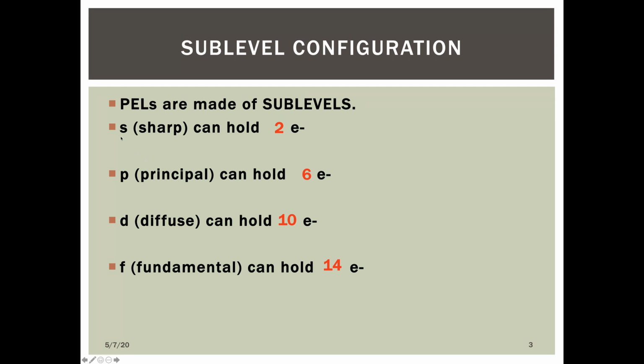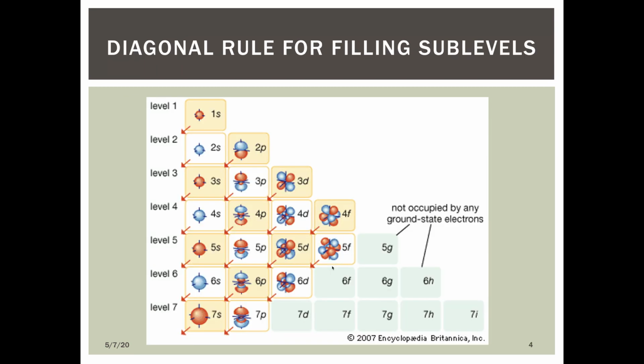The third energy level can hold an S, a P, and a D, which is why a third energy level can have up to 18 electrons. And the fourth energy level has all 4 of these sublevels, which is why the fourth energy level can hold up to 32 electrons. So the number of sublevels that an energy level can have is equal to the number of that energy level. And every energy level starts with S. Once S fills up, you move to P. Once P fills up, you move to D. Once D fills up, you move to F.